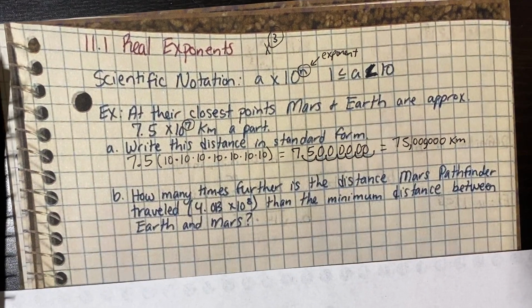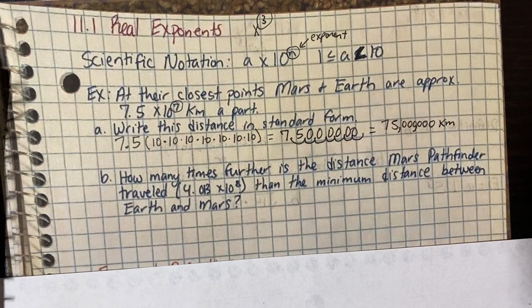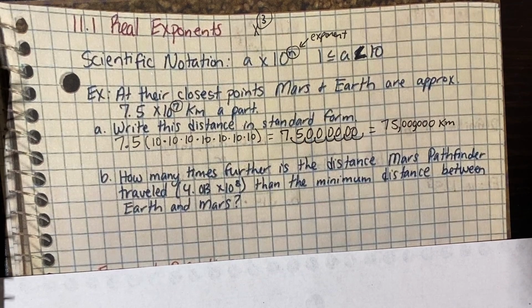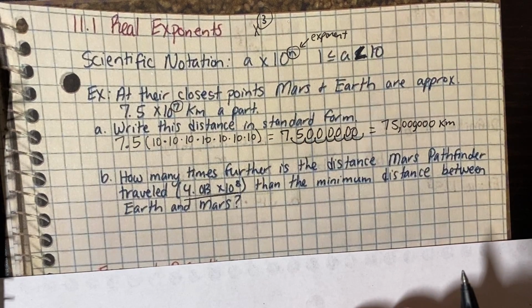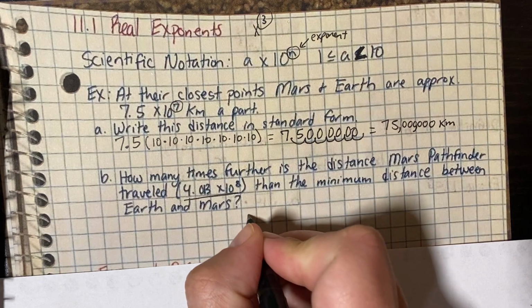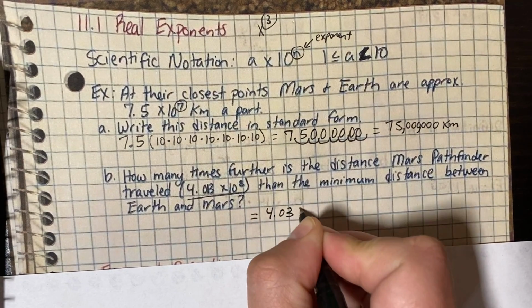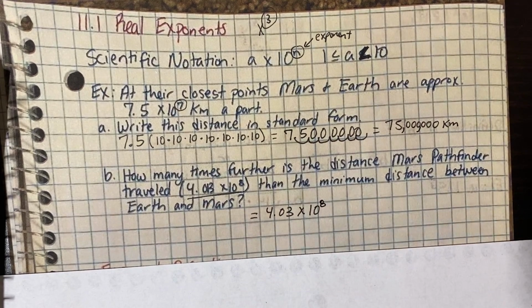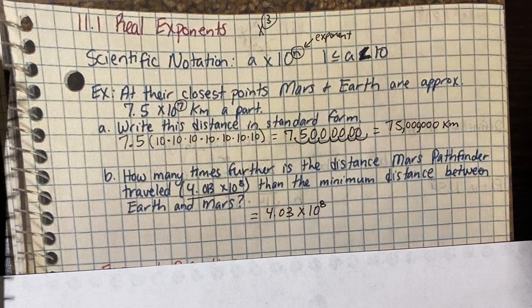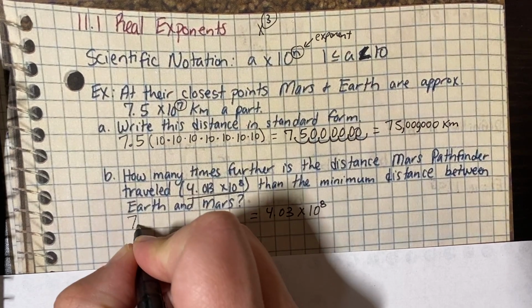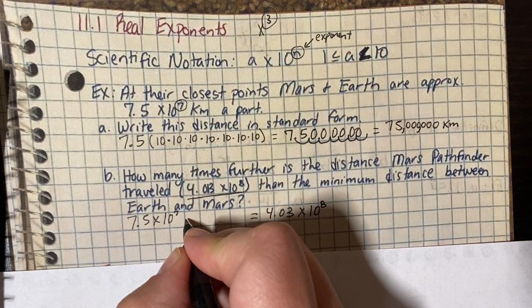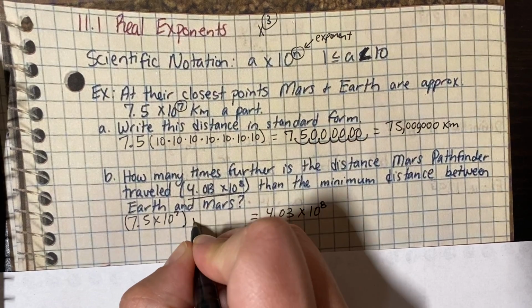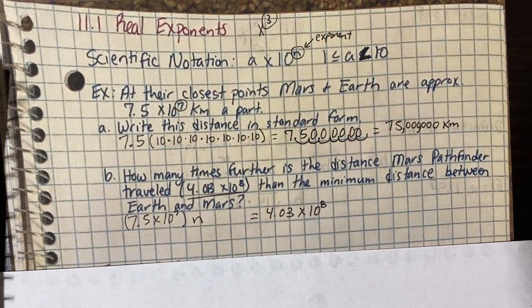Okay, next problem says, how many times farther, so times farther, we're going to be multiplying by something, is the distance Mars Pathfinder traveled, so here's Mars Pathfinder's distance, than the minimum distance between Earth and Mars. So Mars Pathfinder took this long to get to Mars. How much longer did it go than the other one? So we're going to take the distance from Earth to Mars, and we are going to multiply that by some variable. We'll pick n for fun. So now we've got to solve for n.